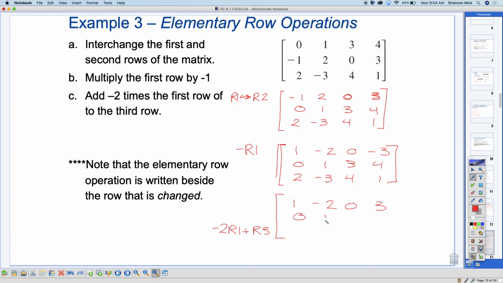And then -2 and 2 is 0, and then -2 times -2 is 4. 4 plus -3 is 1. Yep. -2 and 0 is 0. Plus 4 is 4. And -2 times -3 is 6. 6 plus 1 is 7.